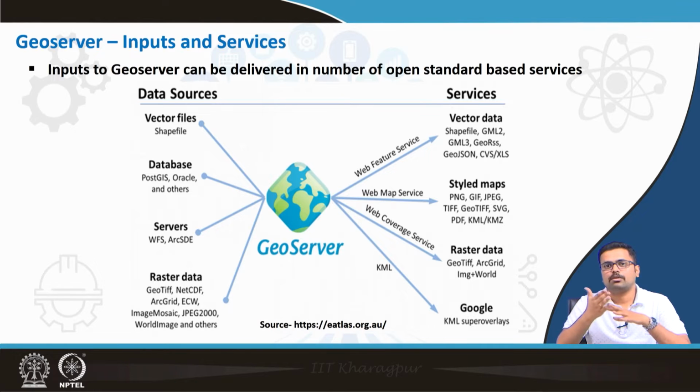It has services of vector data in the form of web feature service. So you can bring in shapefile, GML, GeoRSS, GeoJSON, or you can also bring in .csv or Excel kind of format here, and you can bring in the styled maps, whether it is in the form of PNG, JPEG or TIFF, anything. And you can also bring in the raw raster data as such in the form of GeoTIFF, that is nothing but the web coverage service. And finally you can also bring in the Google data, that is nothing but keyhole markup language, that also you can overlay in the GeoServer.